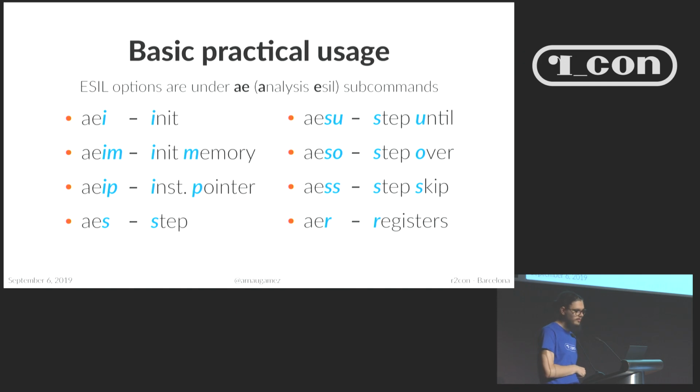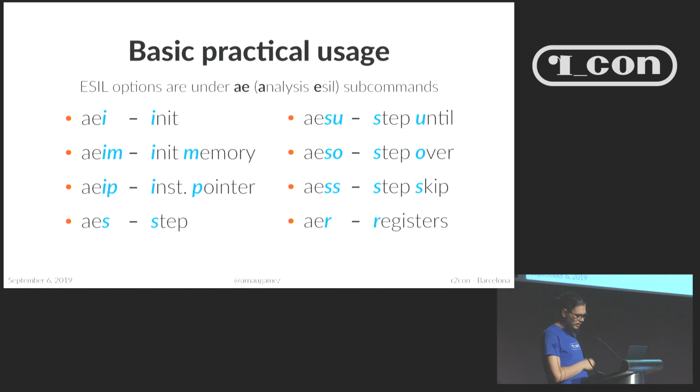Okay, so basic practical usage when we are inside an r2 shell. All the ESIL options are under the AE subcommand, which basically means analysis ESIL. The most important are aei and aeim: aei will initialize the ESIL virtual machine, and aeim will initialize the memory. The virtual machine is included with it, so if we initialize memory, we are already initializing the virtual machine, so we don't need to do both.